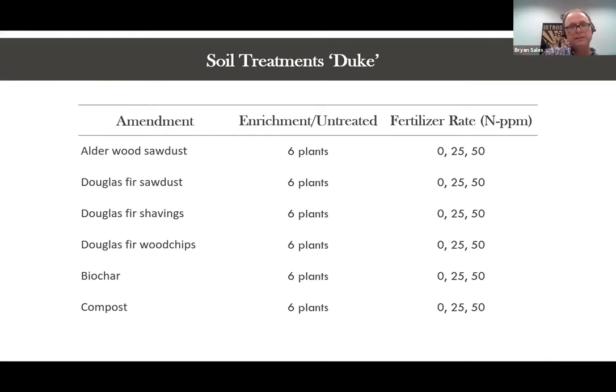So we identified several different amendments: alderwood sawdust, three size fractions of Douglas fir materials (sawdust, shavings, and wood chips), and then biochar and compost. What I did was soak them for 24 hours in agitation in an ammonium sulfate solution. Then I screened them and triple rinsed them to remove excess nitrogen. And then I amended soil with them and grew blueberries again with Duke, with either no fertilizer or low rates of fertilizer, 25 and 50 parts per million.